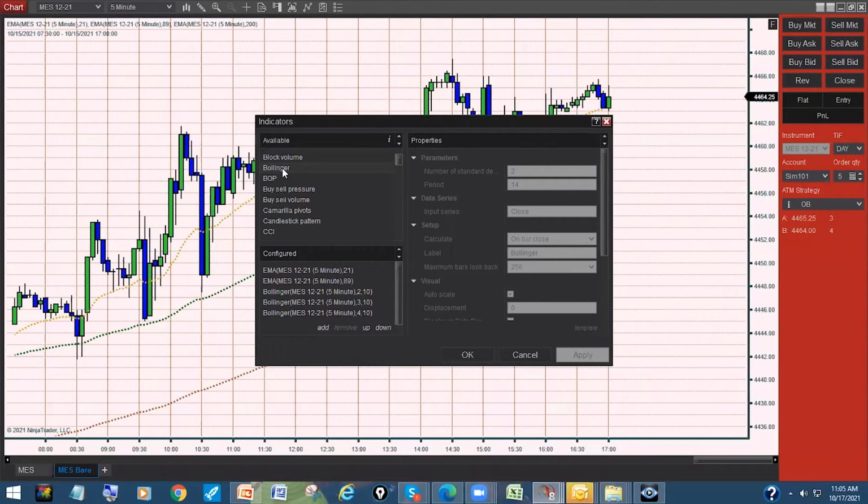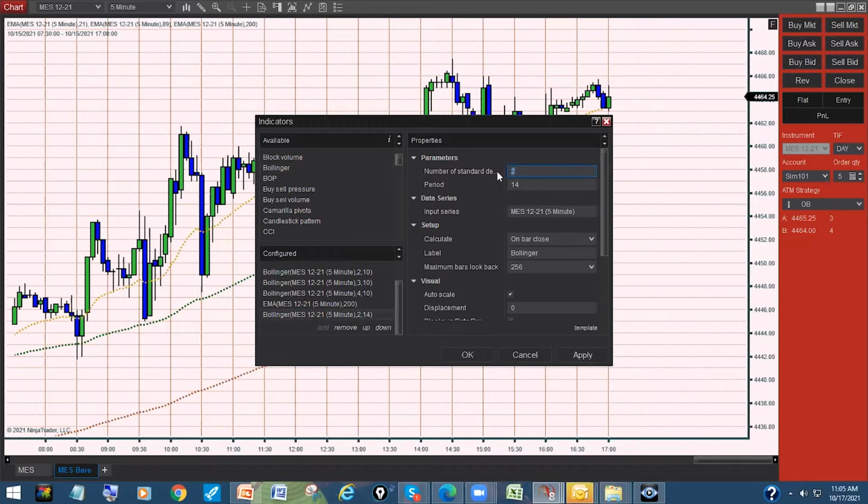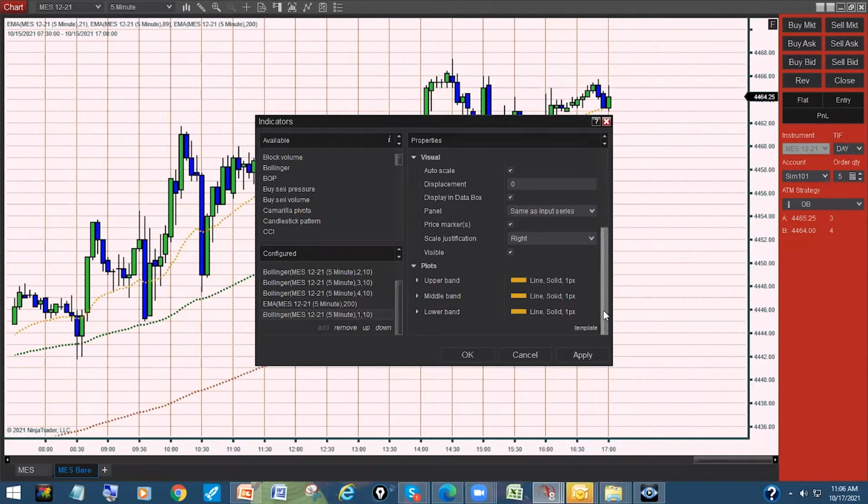So just go to your indicators, Bollinger, add. Now, I want to put a 1 sigma Bollinger on. I want to have 10 periods, strictly because I find the 10 period to be more reactive than the 14, but not so reactive that it appears jumpy. It's still smooth. I leave the Bollinger on bar close, although you can change that if you want. If you want it on each tick, you can do that. But for the purposes of this recording, let's just leave it there.